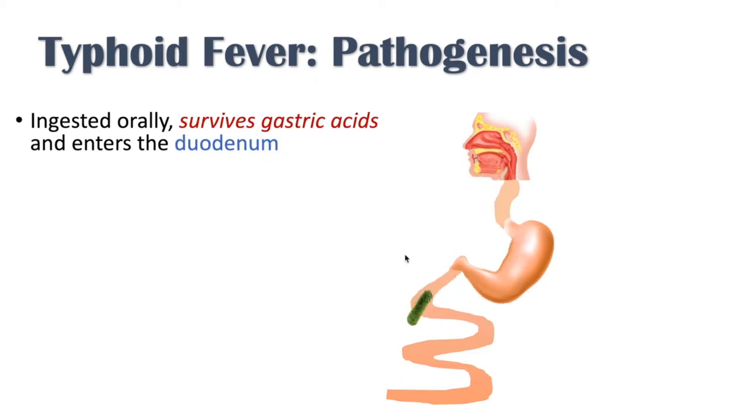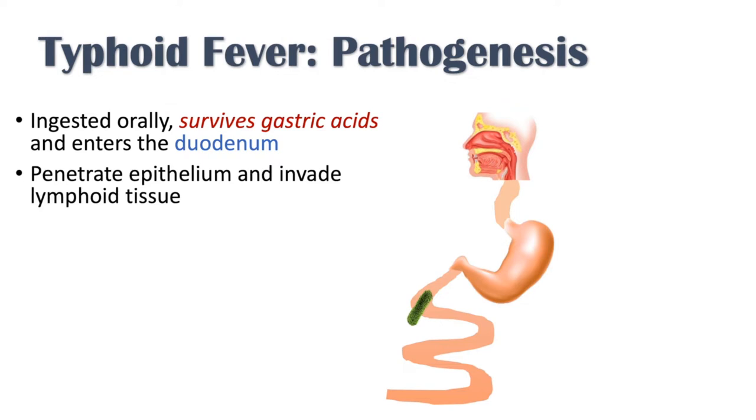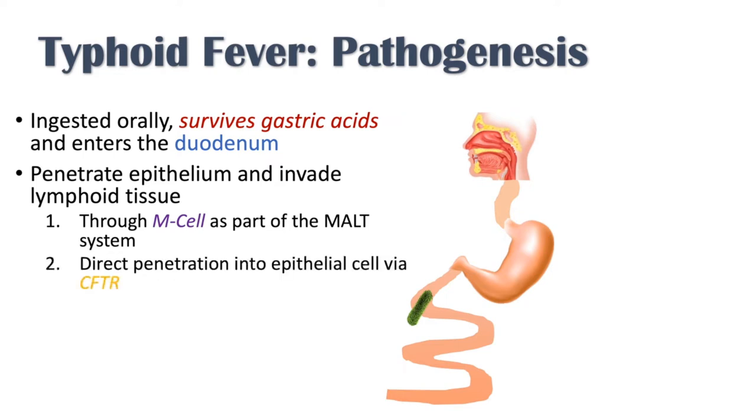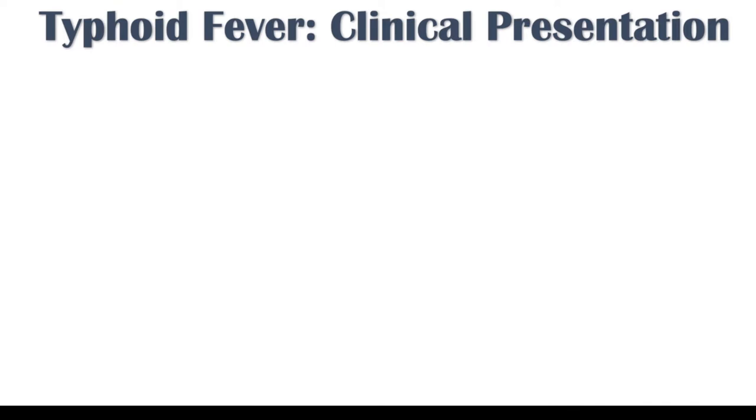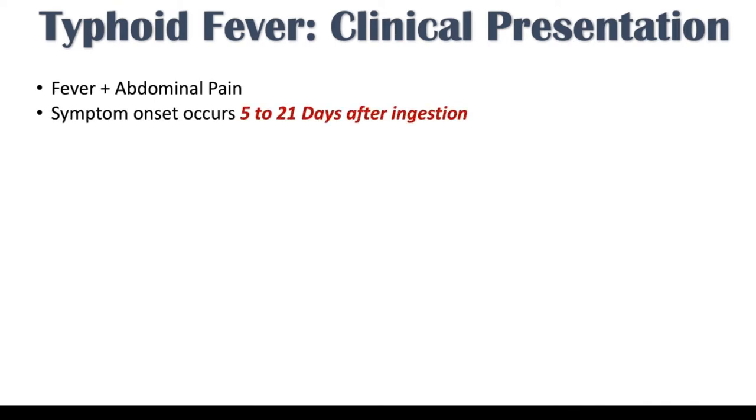Typhoid fever pathogenesis: it is transmitted via the fecal-oral route and ingested orally. It must survive gastric acid, which is more important, and enters the duodenum, penetrates the epithelium, and invades lymphoid tissue through M cells.